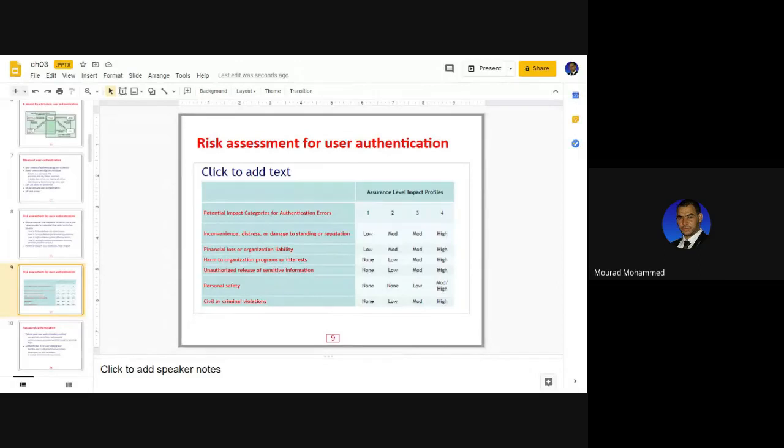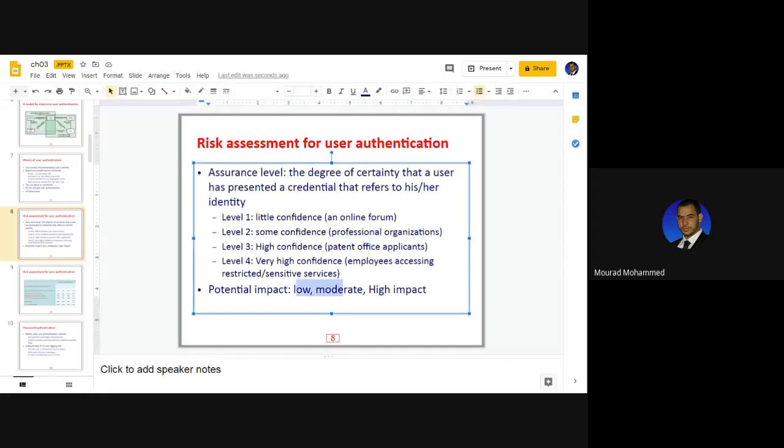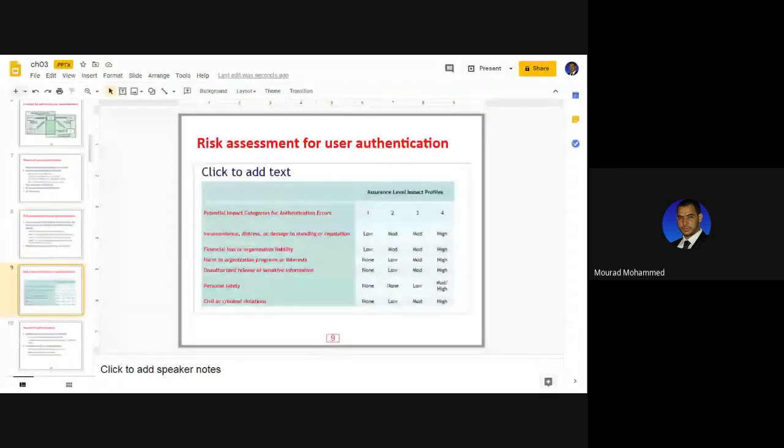And we have the assurance level, which has 4: low, some, high, very high. Since the impact levels are only 3, we have only low, moderate, and high. They are 3 only, so we are representing the assurance level with either low, moderate, or high.